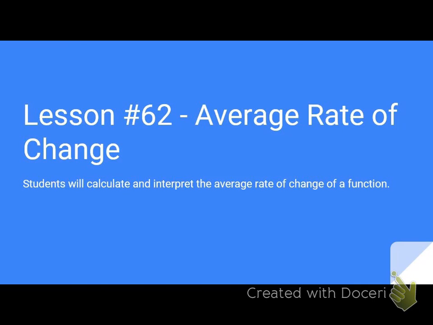All right, today's lesson is lesson number 62. We're going to be talking about a concept called the average rate of change. This is very similar to slope of a line, okay? So we're going to be calculating and interpreting the average rate of change for different functions.